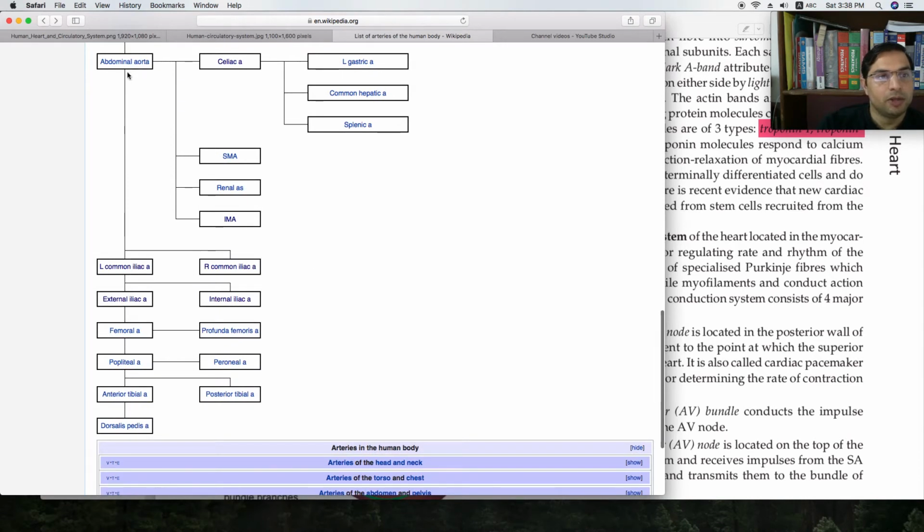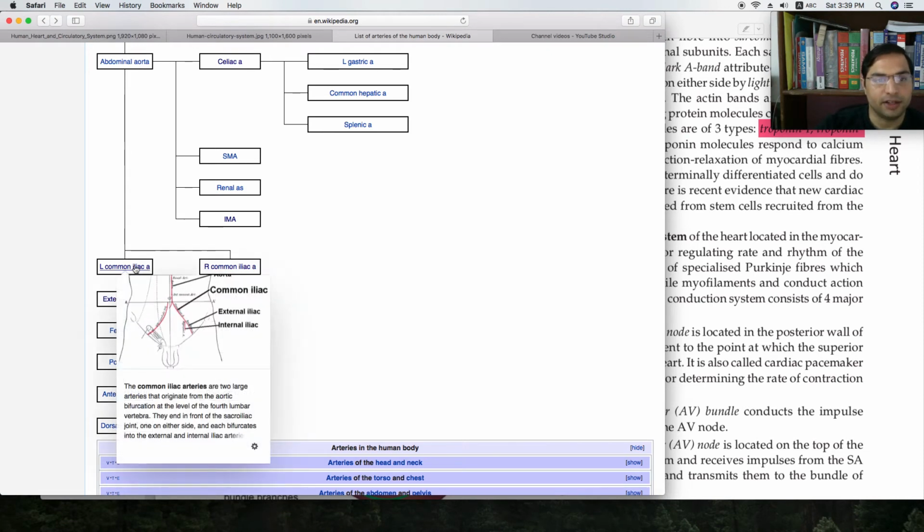So after the abdominal aorta, the aorta becomes the common iliac artery, right. This abdominal aorta is dividing into two. One artery is going to the left, one is going to the right. So it is called the common iliac artery: left common iliac artery and right common iliac artery. This common iliac artery of the left side again divides into external iliac artery and internal iliac artery, right.